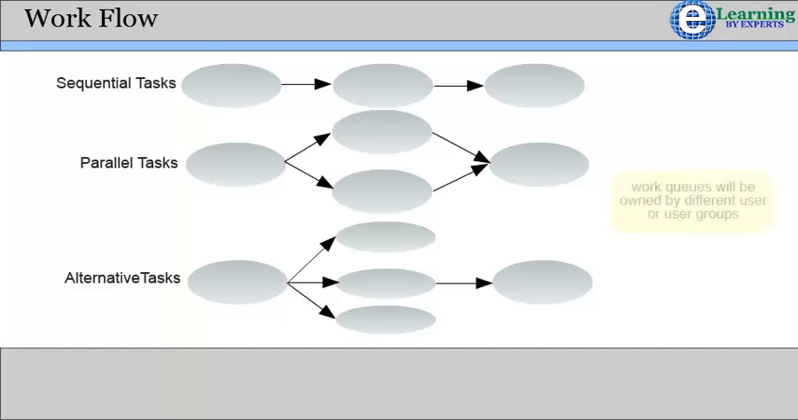Different activities in the workflow will go into different work queues. The work queues will be owned by different users or user groups. Based on the ownership of the queue, activities will appear in the work queue for the users to act upon. A work queue is sort of an inbox for a user. As and when an activity is assigned to a person, it appears in his or her work queue. In some cases, the user will be informed via emails or pop-up notifications.